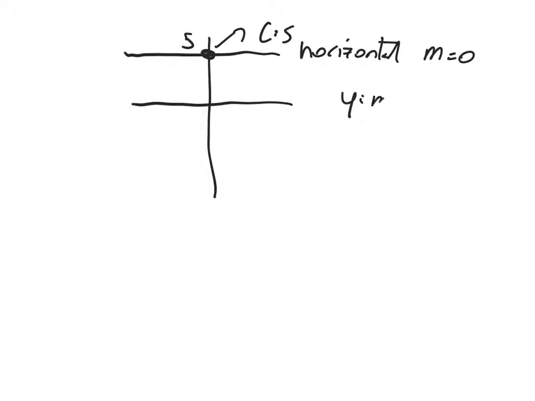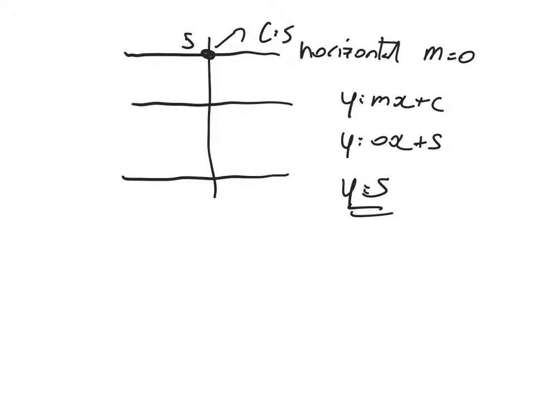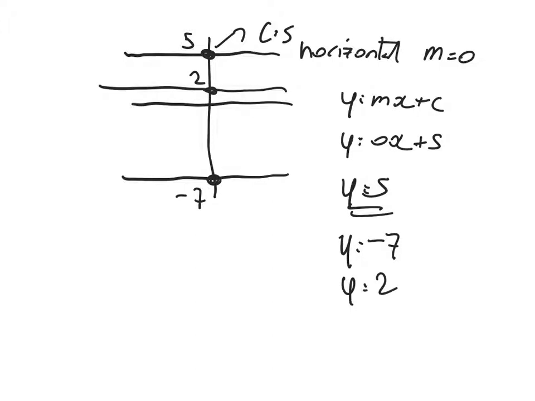If we then plug that into y equals mx plus c, the equation of a straight line, the gradient is 0, so that will be 0x plus the y-intercept of 5. And that collapses down to y equals 5. Similarly then, if that's a horizontal line that goes through minus 7, then the equation this time is y equals minus 7. This one goes through at 2, and it would be y equals 2.